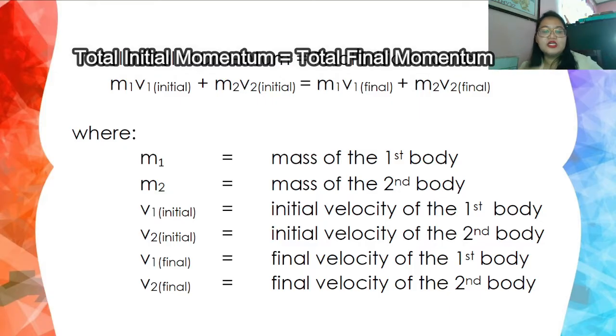Okay? So for this particular formula, we have here m1 v1 initial plus m2 v2 initial is equal to m1 v1 final plus m2 v2 final. Kung saan ito po yung ibig sabihin ng mga may number na yan. So m1 is the mass of the first body or first object. m2 is the mass of the second body or second object. v1 initial is the initial velocity of the first body, v2 initial is the initial velocity of the second body. And then v1 final, final velocity of the first body, and v2 final is the final velocity of the second body.